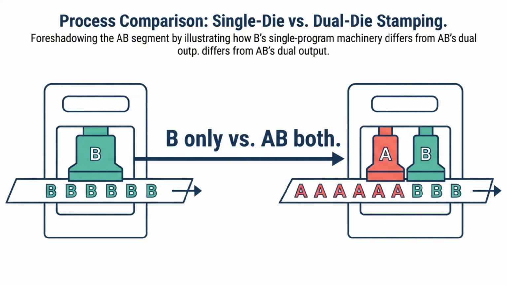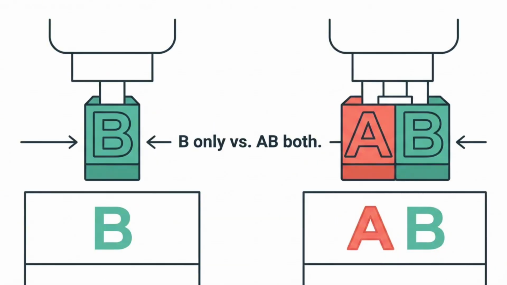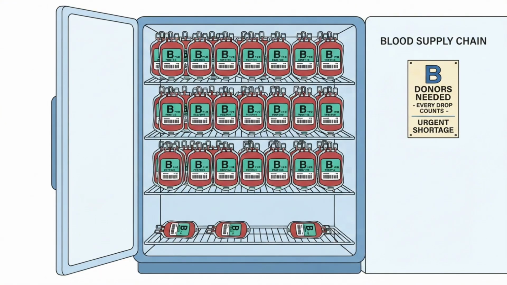The real-world anchor is global blood supply logistics. Because B is rarer in some donor pools than the demand from B patients requires, blood banks in certain regions actively recruit B-type donors to keep supply balanced.